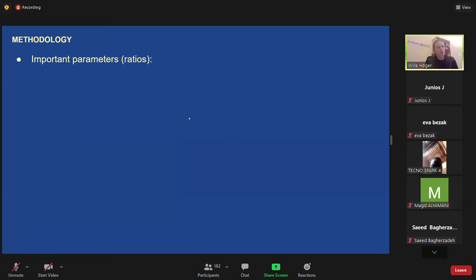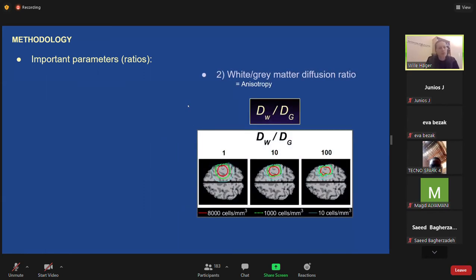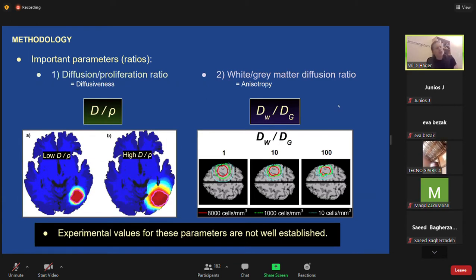The second parameter is the white to gray matter diffusion ratio. This characterizes the anisotropy of the growth. So if these are equal to each other, it means we have a ratio of 1. This means that the tumor cells are going to traverse in white matter just as easily as in gray matter, and we're going to have an isotropic expansion, it's going to grow like a sphere, assuming there's no natural barrier in the way. But as this ratio increases, the tumor cells are more and more going to conform to the white matter. Now, there's a problem with this, and it is that actual experimental values for these, for actual cases of GBMs, are not well established.